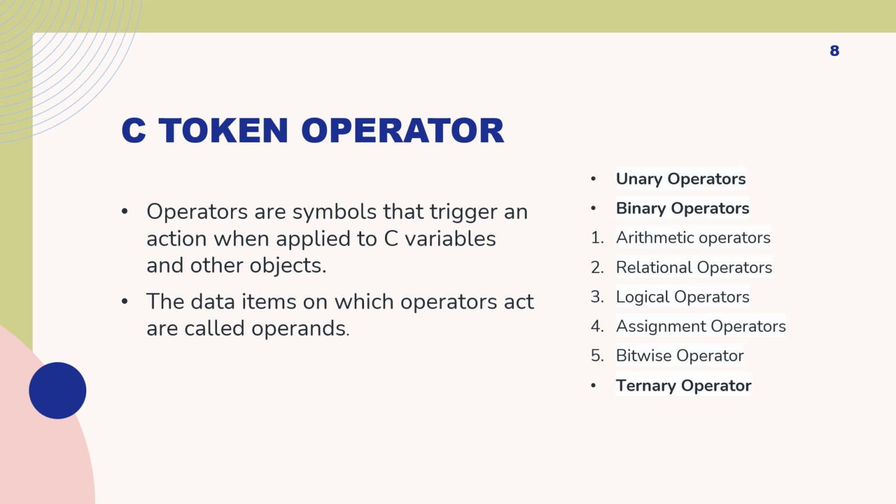Examples of unary operators are increment and decrement. And then we have the binary operators that need two operands to act upon, and they are further classified as arithmetic, relational, logical, assignment, and bitwise operators. And the last is the ternary operator that requires three operands to act upon. This conditional operator is also called the ternary operator.